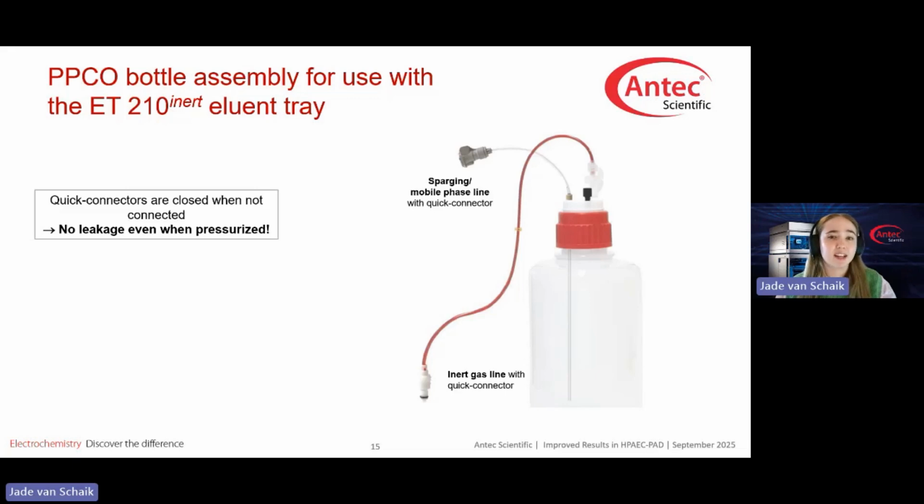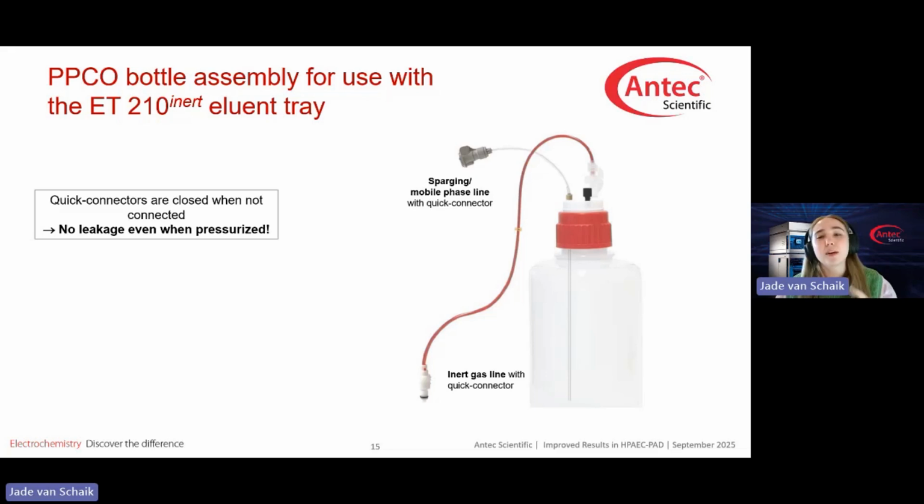Remember, for carbohydrate analysis, we use sodium hydroxide-based solutions in the mol per liter range. This rules out glass as a bottle material because caustic solutions corrode it, releasing silicate and borate, which could contaminate the chromatographic system. Therefore, we recommend polymer bottles, such as polypropylene bottles shown on this slide. The specific bottle assembly, including the gas lines and especially the quick connectors, allows you to sparge and blanket the eluent with nitrogen. After working with them, I would even call them quick safe connectors.